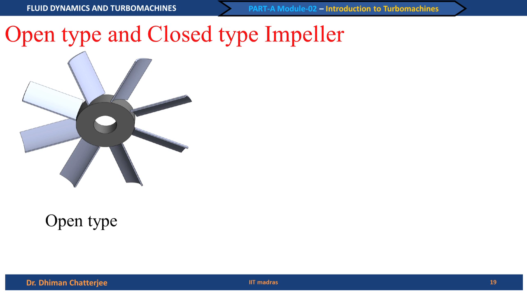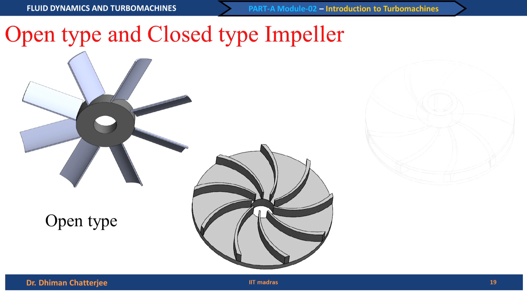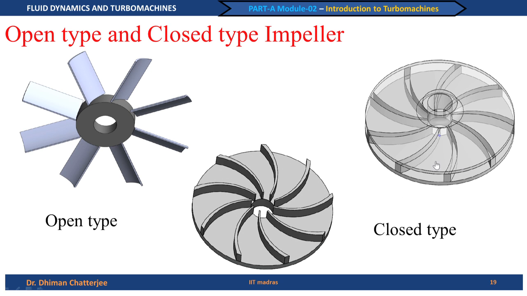Then we can have an impeller which is closed. There are two types, one in which you have the front shroud and the rear shroud, and of course, here it is shown transparent, so that the blades are visible. So, these are blades, and the gap between the two blades is called a blade passage or a vane passage. This is a closed impeller, and in between we can have an impeller where one of the shrouds is absent. This is called a semi closed impeller.